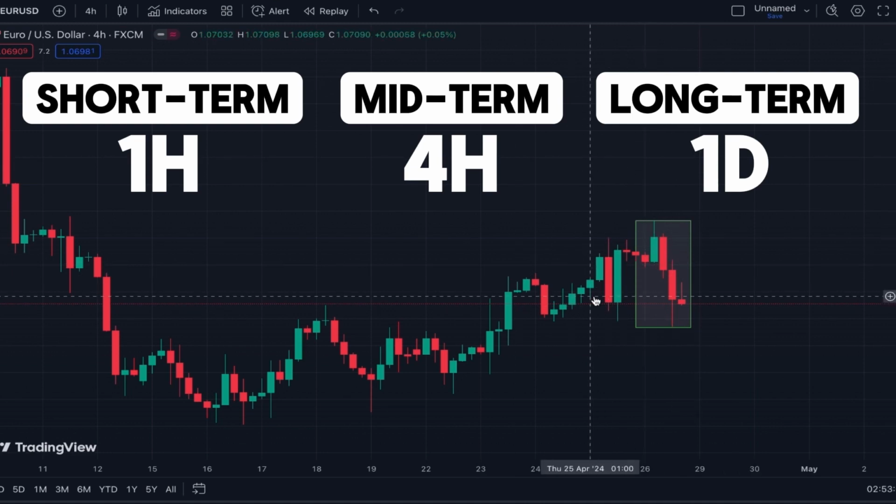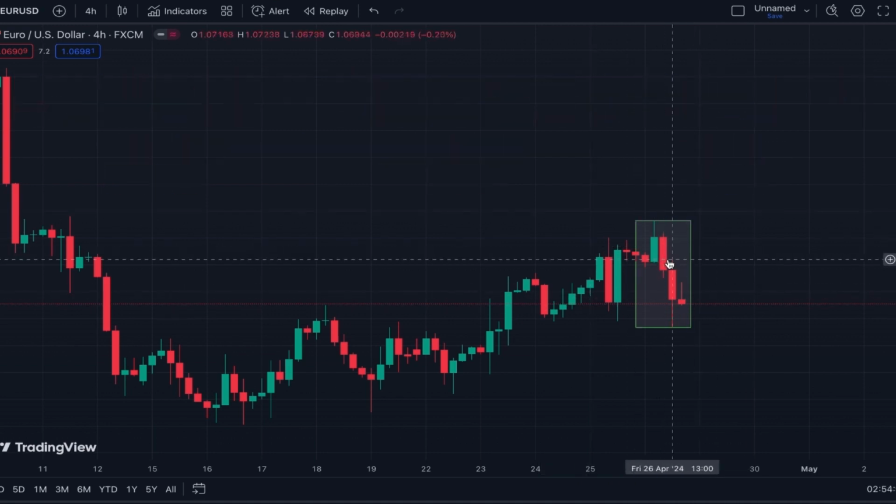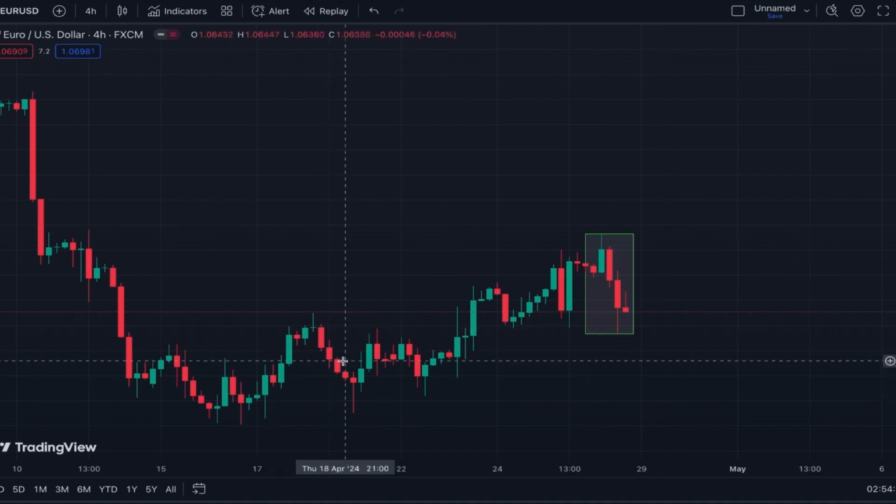The 1 day time frame, the long-term time frame, is used for identifying major trends and support and resistance levels of the market. I want to be sure that I'm in the same direction as the longer term trend of the market, and I use the 1 hour time frame for precise entry and exit points. Consider I have a buy signal here. As you can see, the price is apparently in an uptrend.